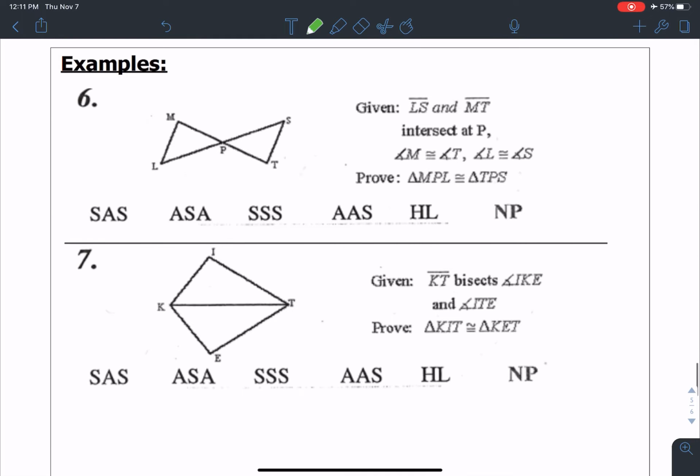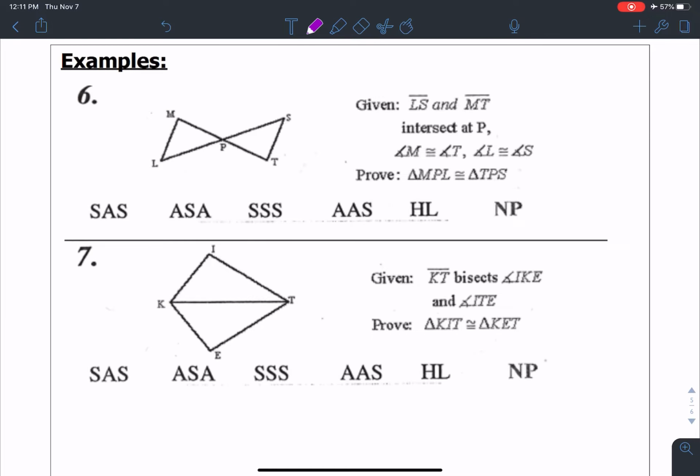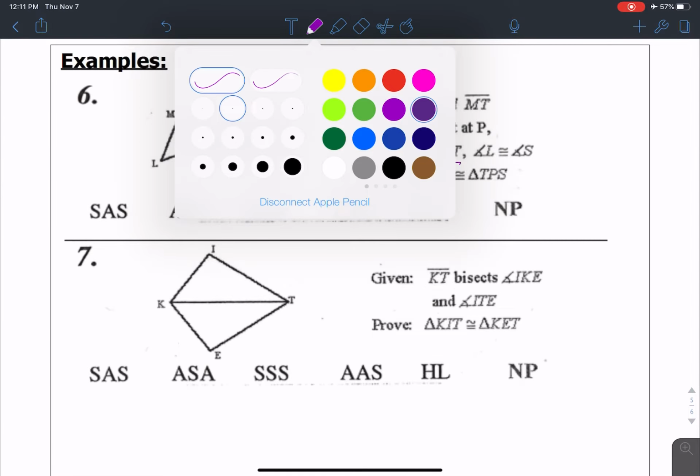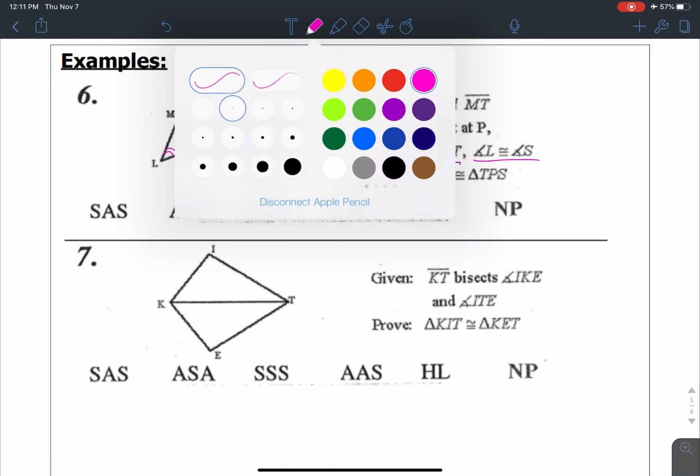Okay, number 6. The first information that they give me is that LS and MT intersect at point P, okay? And then angle M is congruent to angle T, so I'm going to go ahead and mark that. And then angle L is congruent to angle S, and I'm going to use the double arcs.